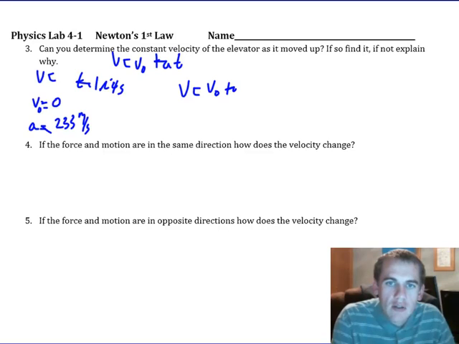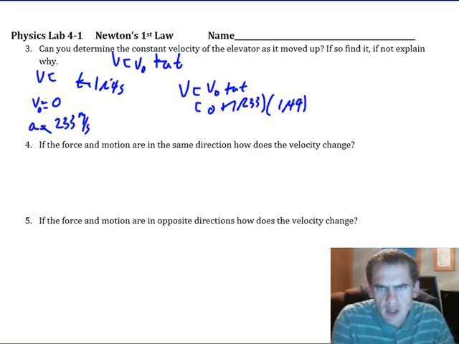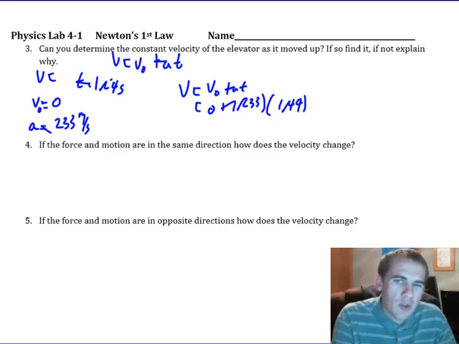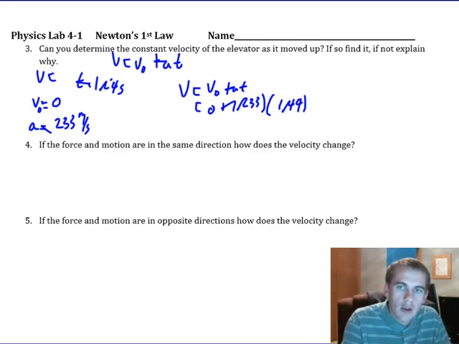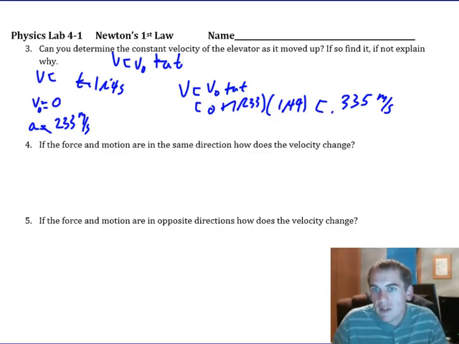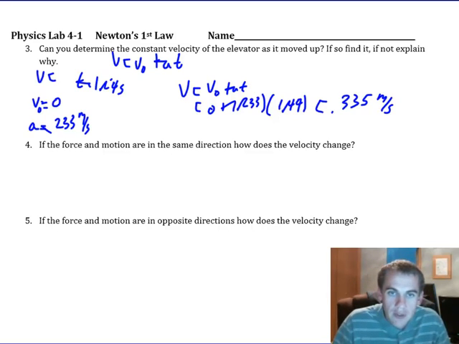So v equals v naught plus at. I guess I'm going to write it twice. And so this equals 0 plus 0.233 times 1.44. And I don't know why it's getting so messy, but whatever. And so you can see that this is going to be about 0.335. Okay, so I can't do math. Equals 0.335 meters per second. So it takes a while. It's not moving very fast, but it gets us from one floor to another. Okay, and then answer the rest of these questions, and I will take this lab. If you have any questions, let me know.